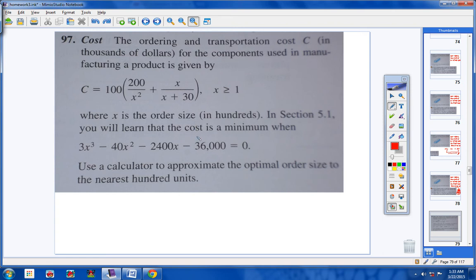But for now, we're going to take this equation here, and we're going to find the zeros, okay? So, the only zero is approximately 40. Now again, here's how I would do this on a test or a quiz. There's no way I want you to list out all the possible rational zeros and test them all when you've got a lead coefficient of 3 and a constant term of 36,000.